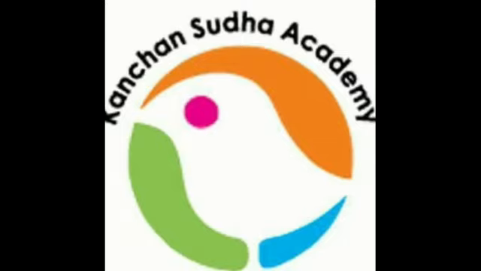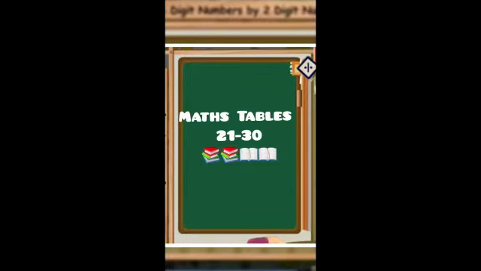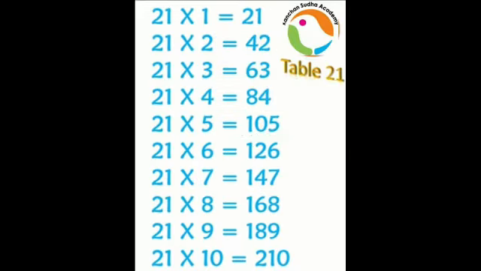Today we are going to revise three important topics. First one is tables from 21 to 30. Second one, multiples and factors, and third one is HCF and LCM. Our first topic is maths table. Let's learn it. First one, the table of 21.